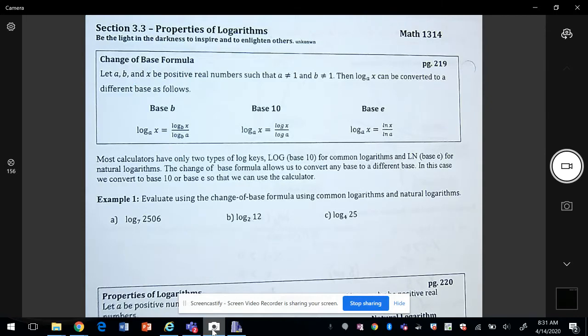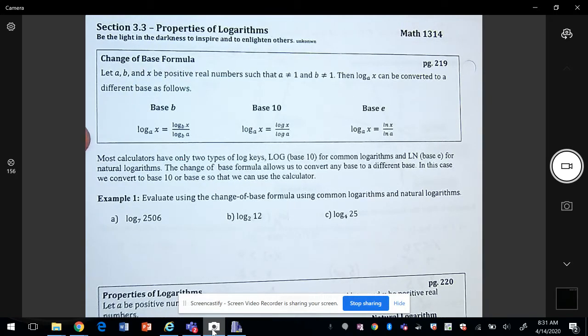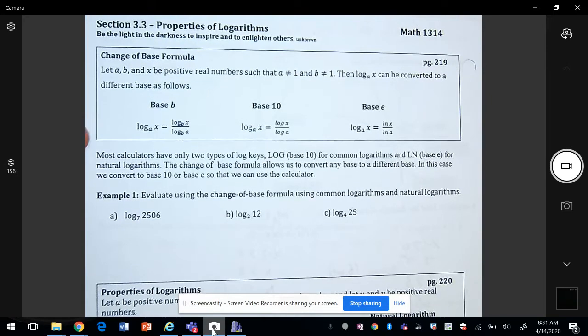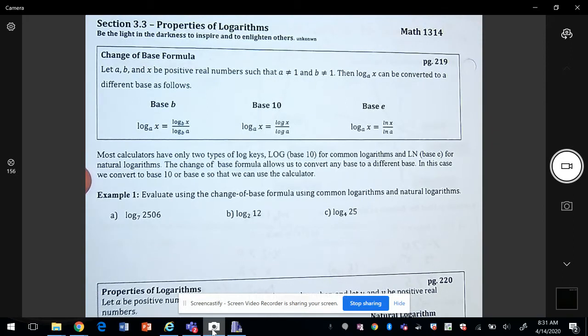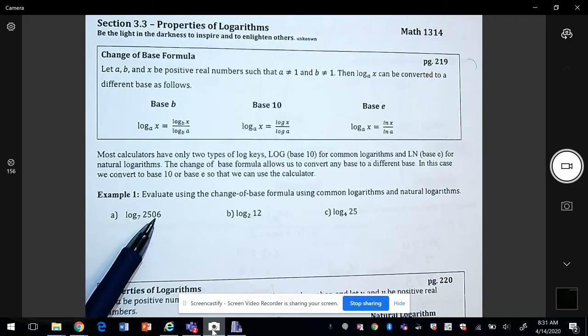So far we've been talking about exponential and logarithmic equations or functions. And so today we're going to look at something called the change of base formula. Most calculators nowadays, the Casio calculators, some of the TIs, will do this. They let you input, for example, this log base 7 of 2506.